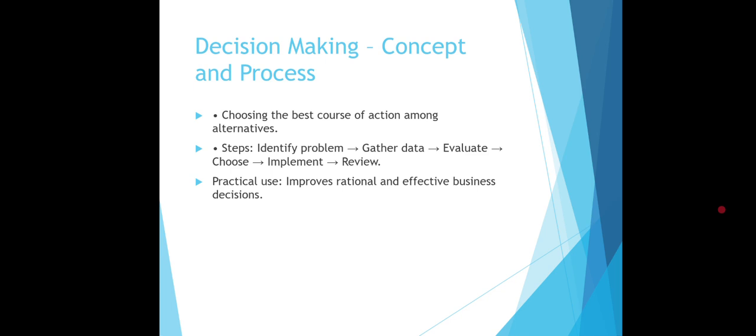Okay, and let's understand the process of decision making. So in the first step we have to identify the problem. After that we have to collect the information as well as generate alternatives. After generating the alternatives, we have to evaluate the alternatives and choose the best alternative. After that implement and review the alternative. Okay, so this is the process of decision making.